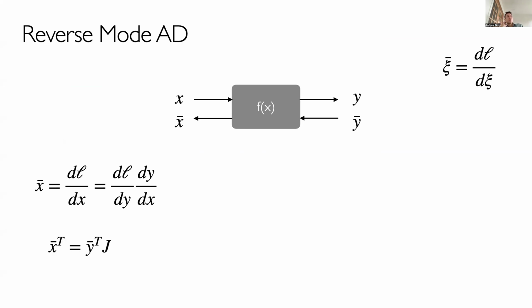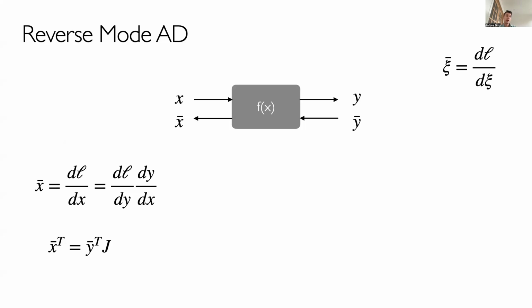So in matrix vector notation, this would be X bar transpose equals Y bar transpose times J, where J is the Jacobian dy/dx. So reverse mode AD does what we call a vector Jacobian product, right? The vector is Y bar, J is the Jacobian, and I'm multiplying them together. This allows us to do a number of different things in this one way. When we do these vector Jacobian products, I don't actually ever need to form J, because I don't actually care about J. I care about X bar.